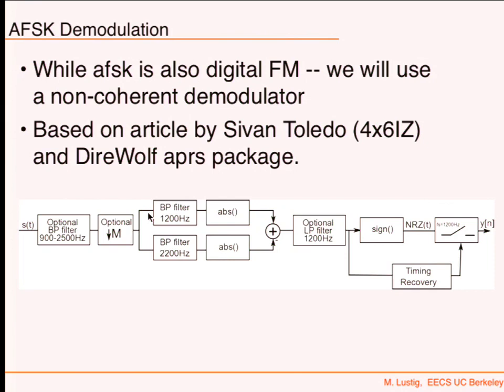Filter the similar size as the packet length. We're going to take the absolute value. And so whenever this is active, this is going to be a positive value, and it's going to be a really low value when this is not active. And they should alternate from each other. And when you take the difference between them, you're going to see a signal that alternates between being positive and being negative.